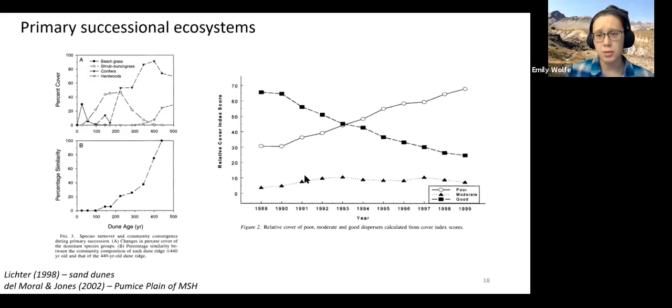So this figure is from 2002. It's from one of Del Moral's papers that discusses how over time poor dispersers had higher colonization than good dispersers in upland study plots. And while a lot is known about succession in plants, very little is understood about successional processes and microbial symbionts of plants, like colonizing plants.